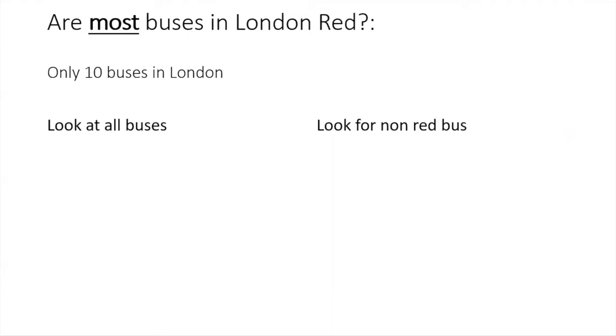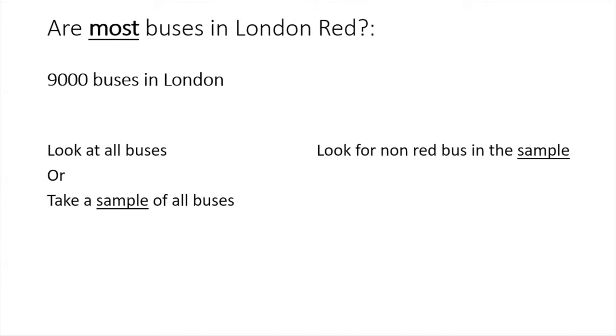So we now need to understand what the word most means. But again, just imagine if London only had 10 buses, right? So we could either look at all the buses or look for one non-red bus and count the number of non-red buses. But the problem is London does not have 10 buses. London has 9,000 buses. So we now have a problem. We can't physically sit and count those 9,000. That would take almost a week. What we can do in a day, however, is to take a sample of all the buses. And then we look for the non-red bus in our sample.